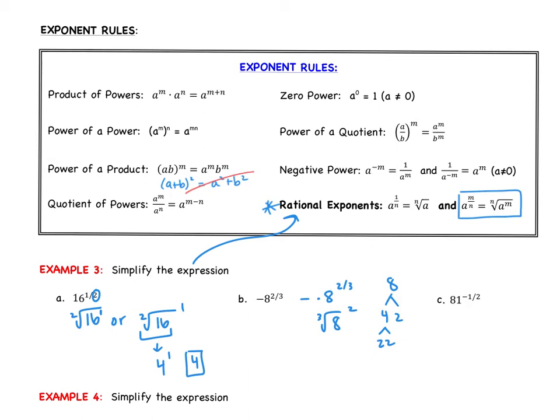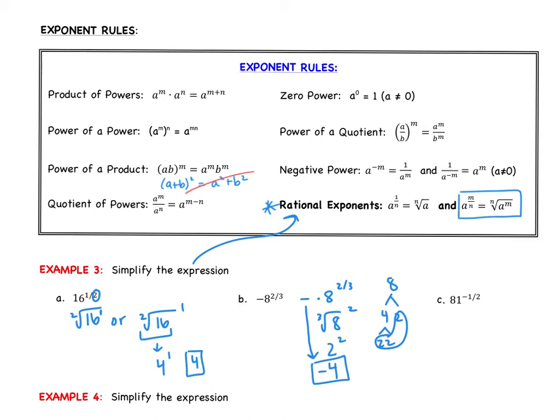Cube root means we're looking for 3 of a kind. 3 of a kind. So I have all 3 of these 2's. So that means that the cube root of 8 is 2. So the cube root of 8 is 2, and then I still have to square it. 2 squared gives us 4. But don't forget, we still have that negative out in front. So it's actually a negative 4.